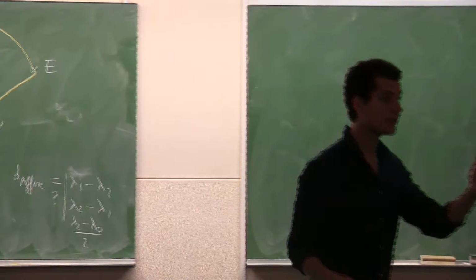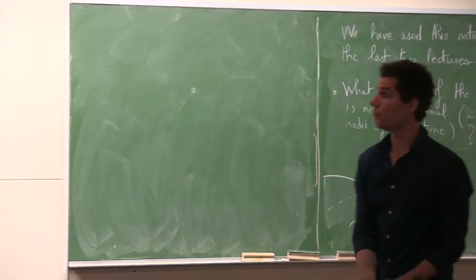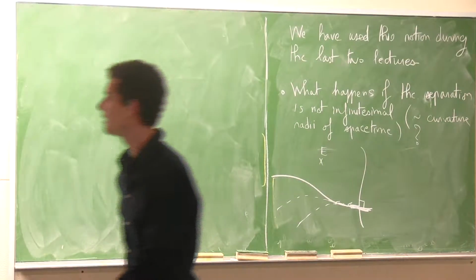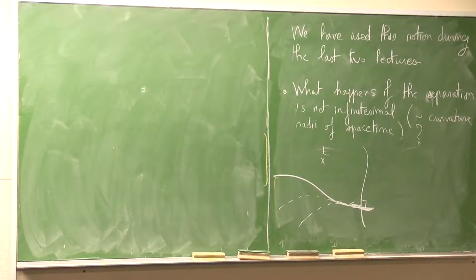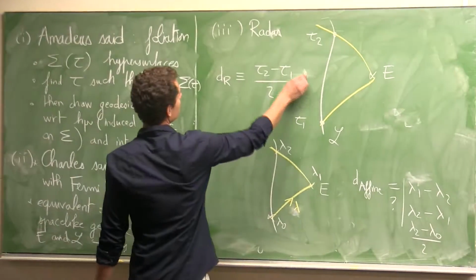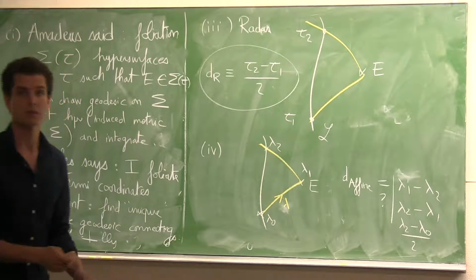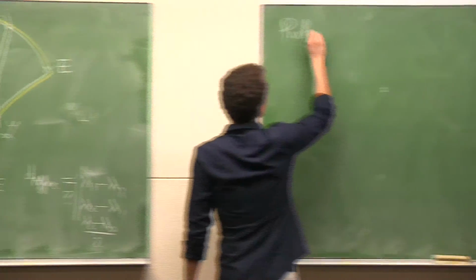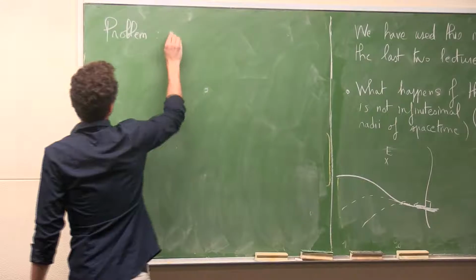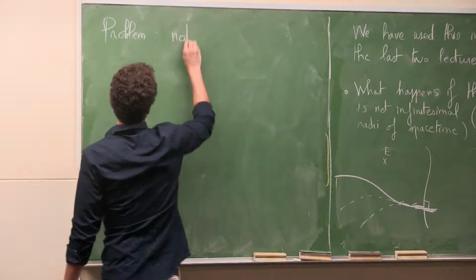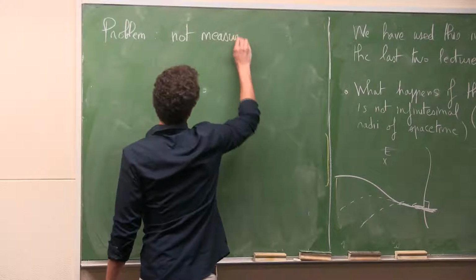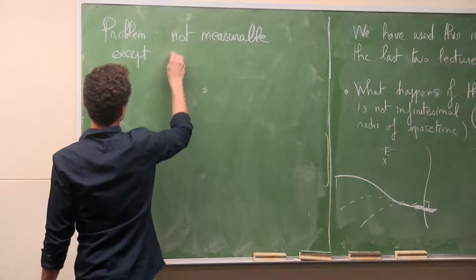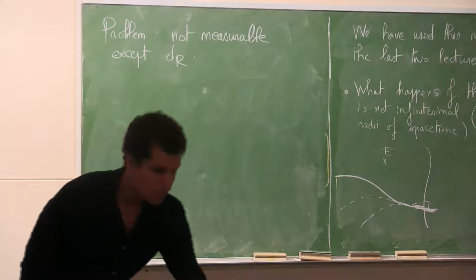So, and as you said, Renato, in general, they're also non-measurable, right? Because you cannot go to the event that was considered and do your measurements. Except this one. This one is the only one that is actually measurable in all those notions that we have discussed so far. So, problem. Not measurable, except the radar.